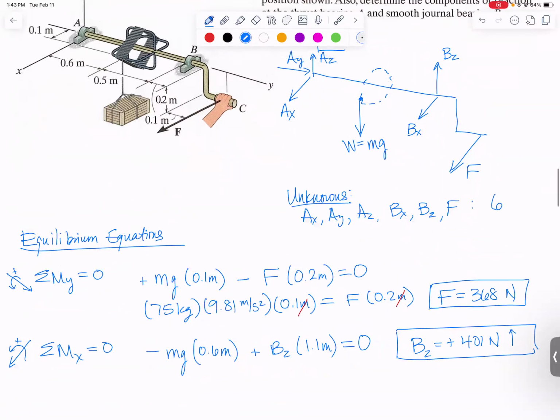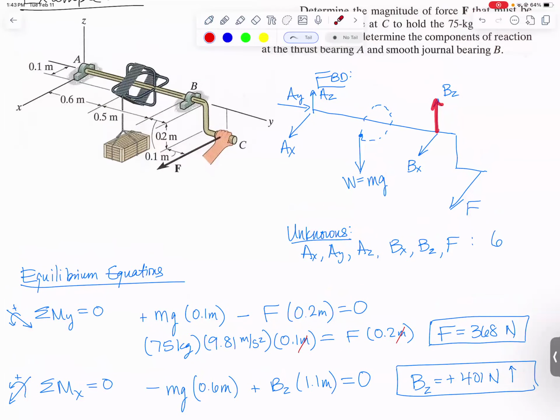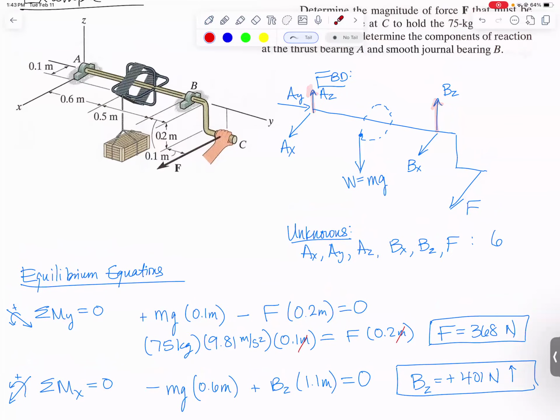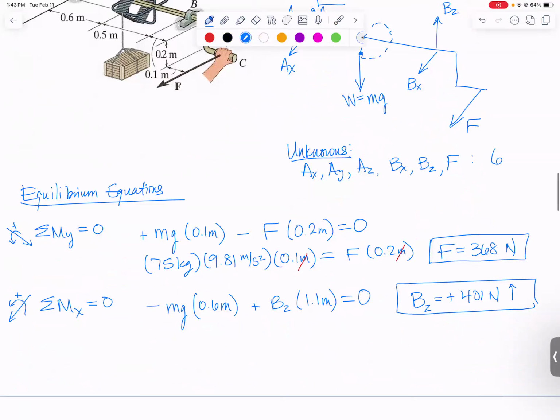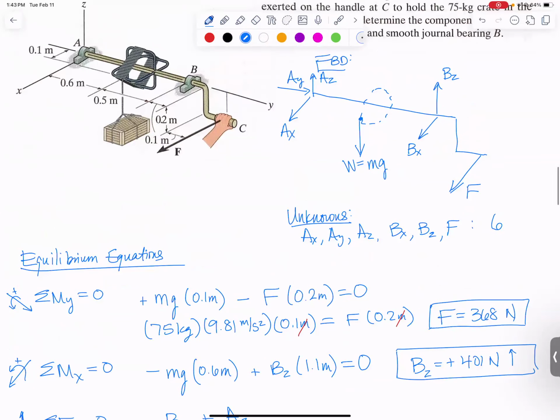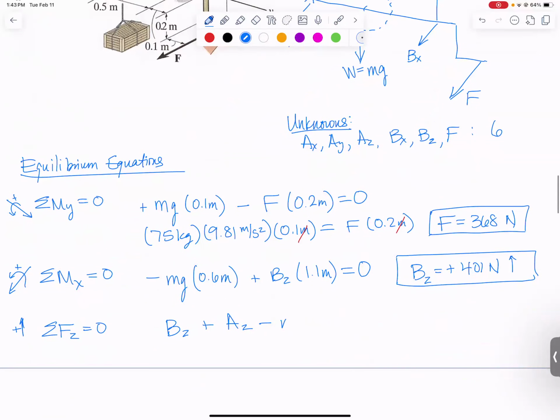Now that we found BZ, did you notice that BZ and AZ are the only two unknown forces in the Z direction? We just solved for one. So let's go sum forces in the Z direction. I think we can solve for another unknown with a force equation. We've got BZ that I just found plus AZ that I don't know. The only other Z force will be my weight, minus mg is equal to 0.